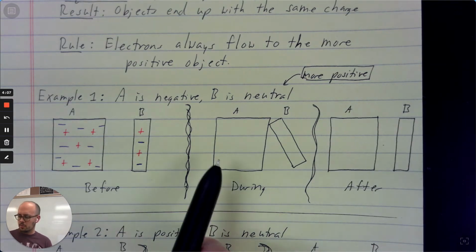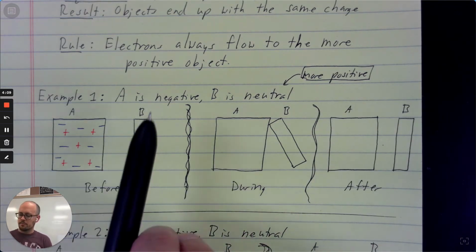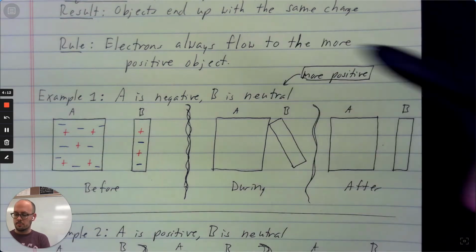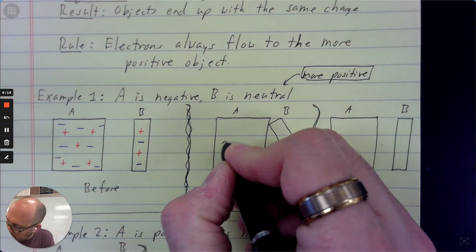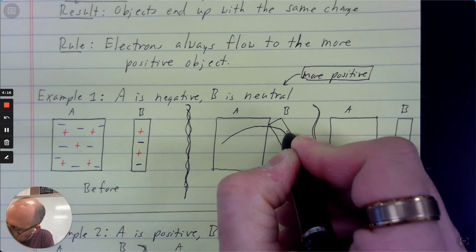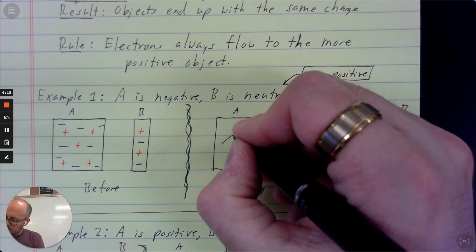And so all I want to show in the during part is, well, electrons always flow to the more positive object. So I'm going to draw an arrow. It's going to start in A, it's going to end in B, and it's going to say electrons.